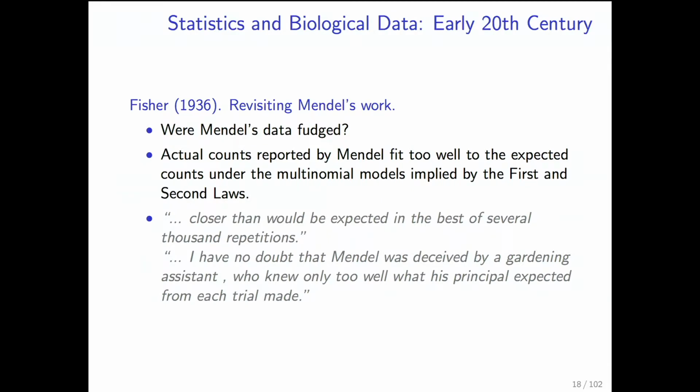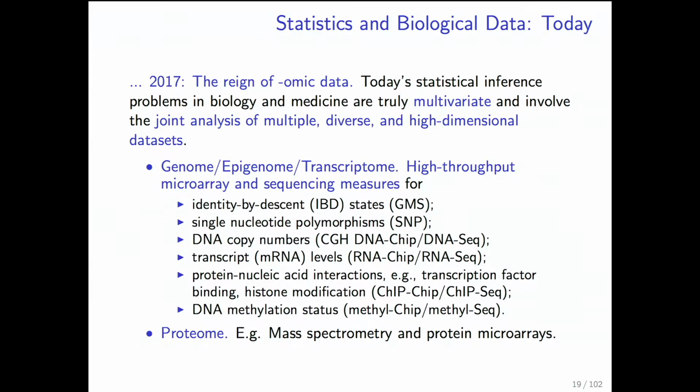An interesting footnote to Mendel's work is that it was revisited by Fisher, and in particular, Fisher noted that the counts that were reported by Mendel were actually too close to the counts that were expected under the first and second laws. So here's some of his observations. "Closer than would be expected in the best of several thousand repetitions." And this other quote is quite funny. "I have no doubt that Mendel was deceived by a guarding assistant who knew only too well what his principal expected from each trial made." So now fast forward to today and the reign of omic data.